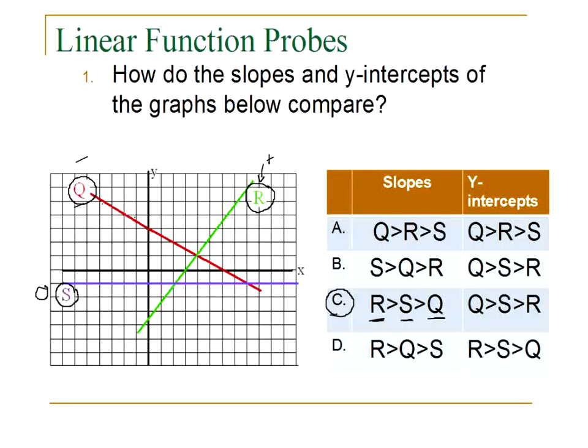To double check with the y-intercepts, I can recognize that y-intercepts mean the value of y when x is 0. And so it's, in other words, where it crosses the y-axis. And I see that q crosses the axis at the highest point. So y would be the greatest value for q, then for s, then for r, which is exactly what this says. So in this question, you didn't have to calculate anything to answer the question correctly.